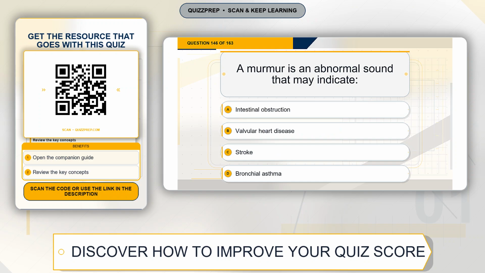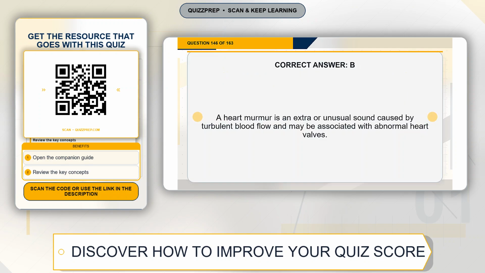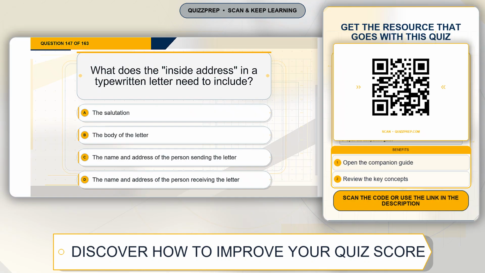Question 146. A murmur is an abnormal sound that may indicate: Option A, intestinal obstruction. Option B, valvular heart disease. Option C, stroke. Option D, bronchial asthma. The correct answer is option B, valvular heart disease. Explanation. A heart murmur is an extra or unusual sound caused by turbulent blood flow and may be associated with abnormal heart valves.